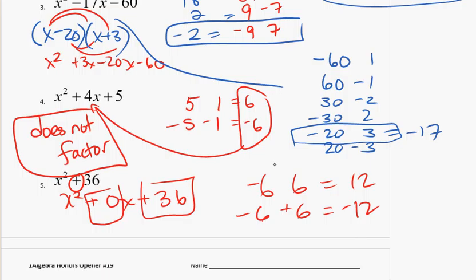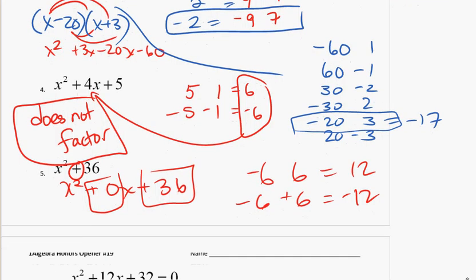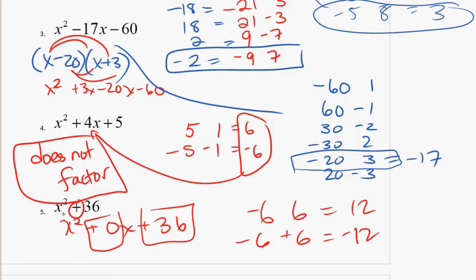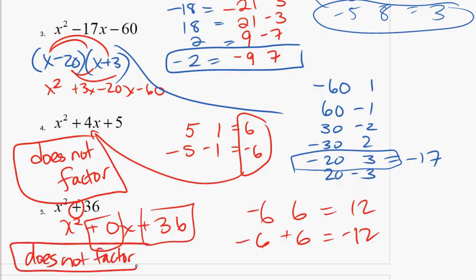Again, that's something we'll learn later, called the difference of two squares. Actually, we learned it earlier. But when we have the sum of two squares, it does not factor. So again, does not factor. Hope that helped.